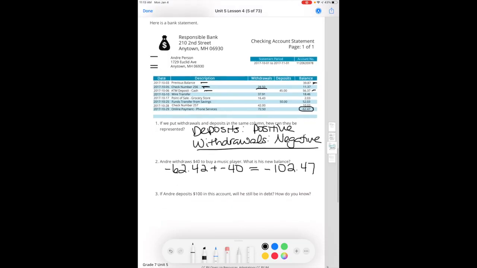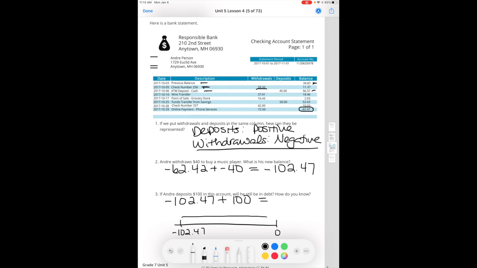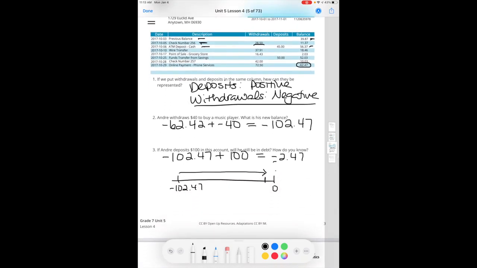Number 3 says if Andre deposits $100 in this account, will he still be in debt? So if his account balance is negative $102.47 and he deposits $100, think about your number line. On a number line, if you're down here at negative $102.47 and you add $100, you're still going to be in the negative because you've got to add $102.47 just to get back to zero. So yes, he would still be in debt because his balance would still be a negative number.